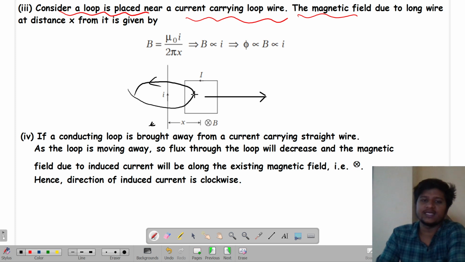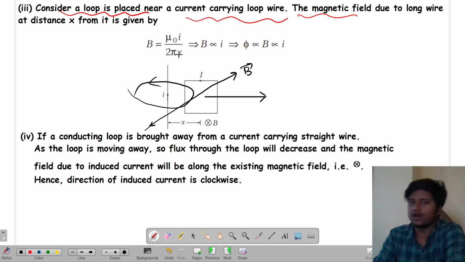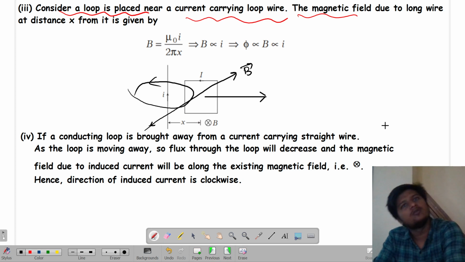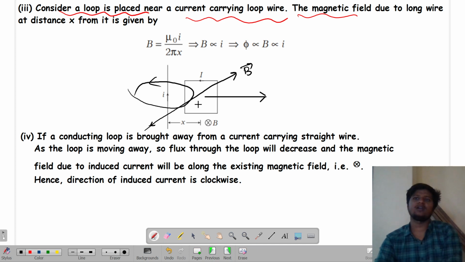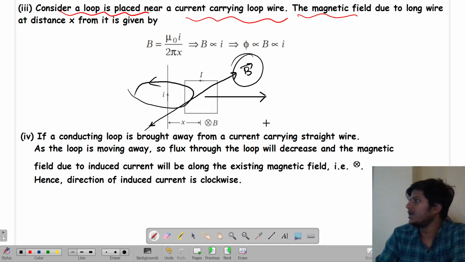Now, the magnetic field is inside the plane of the loop, yes or no? B is inside over here, right or not, according to this particular wire. Got it? Now, if this loop is moved away, what will happen? Flux will decrease. If flux is decreasing, what should be the condition of Lenz law over here? It should generate some kind of magnetic field which should attract this magnetic field or not. Tell me yes or no.